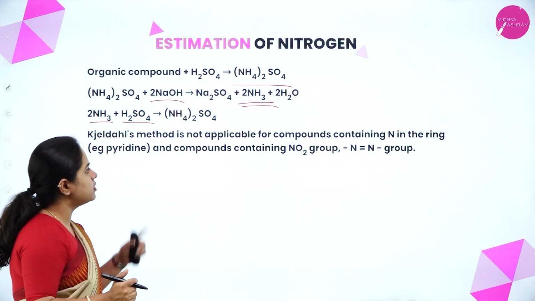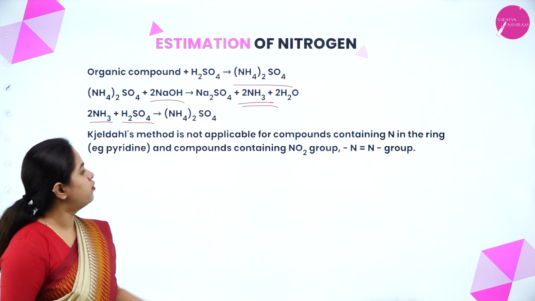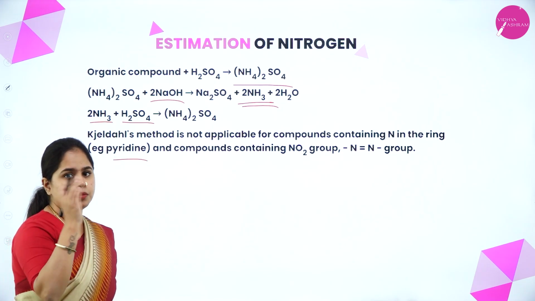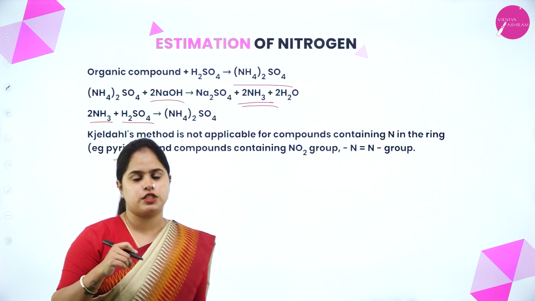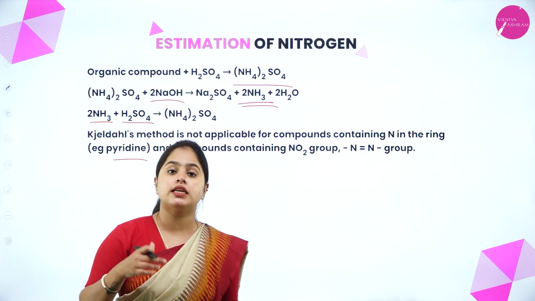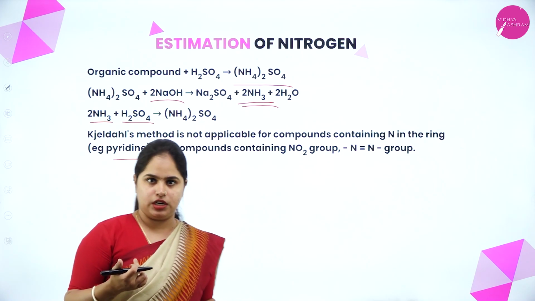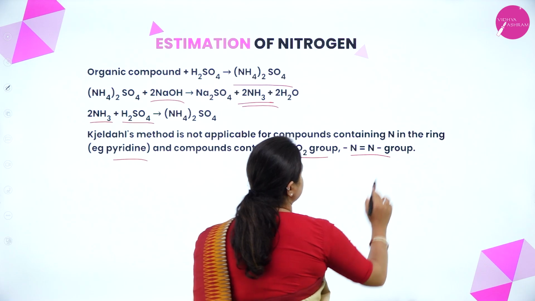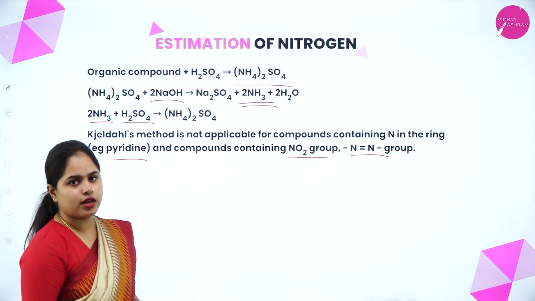Right. So Kjeldahl's method is not applicable for compounds containing nitrogen in the ring. For example, pyridine. In the benzene ring, it is nitrogen which is present. That is called pyridine. So if the nitrogen is present in the ring, we can't use Kjeldahl's method. Also, it can't be used for nitro groups as well as azo groups. Right. So this is also an important point.